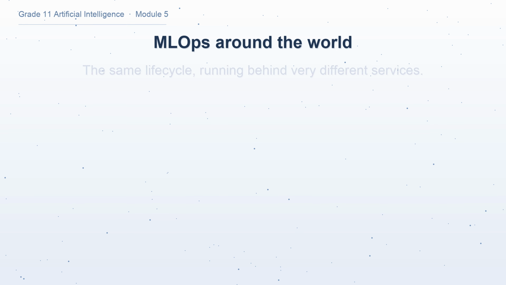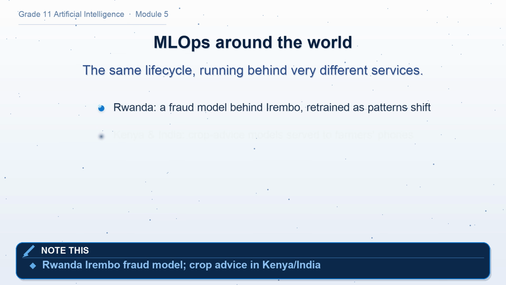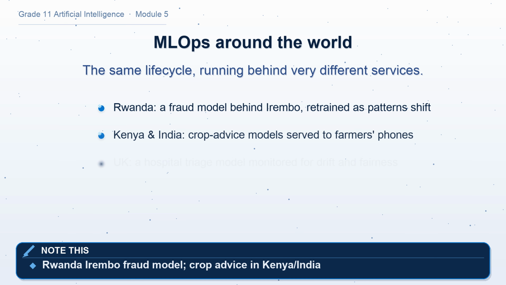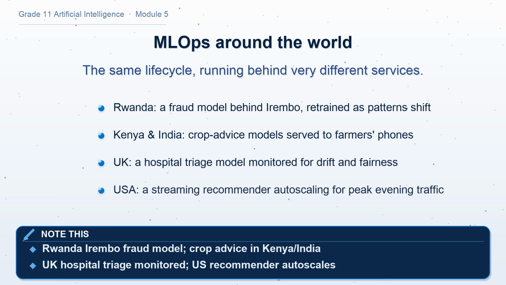These ideas are already running behind everyday services. In Rwanda, a fraud detection model can sit behind a platform like Irembo, retrained as fraud patterns shift over time. Across Kenya and India, crop advice models are served straight to farmers' phones, scaling up during the planting season. In the United Kingdom, a hospital triage model is monitored carefully for drift and for fairness across patient groups. And in the United States, a streaming service's recommender autoscales every evening, adding copies for the peak and removing them late at night. Different services, the very same life cycle underneath.